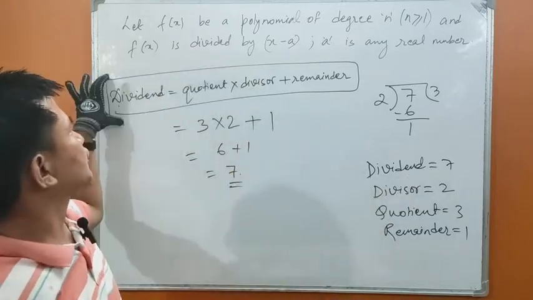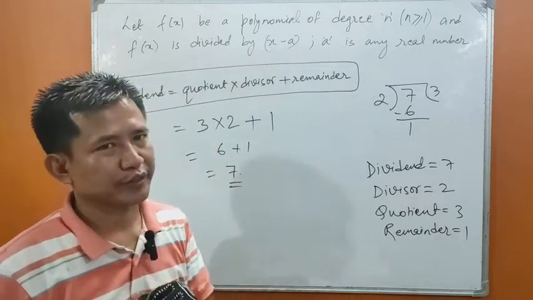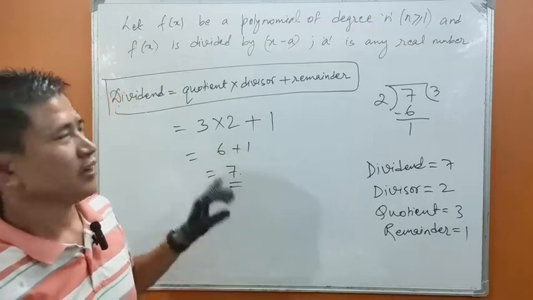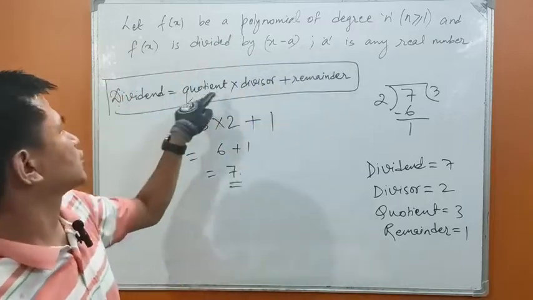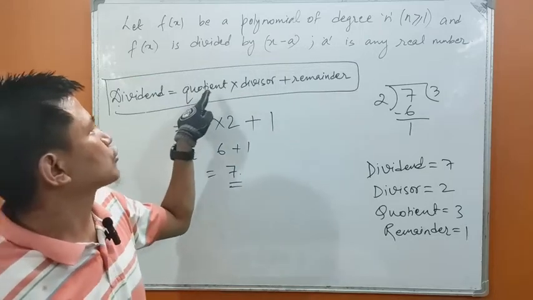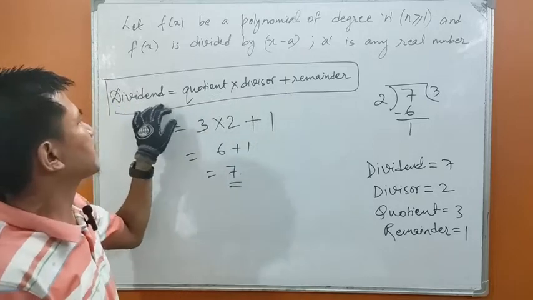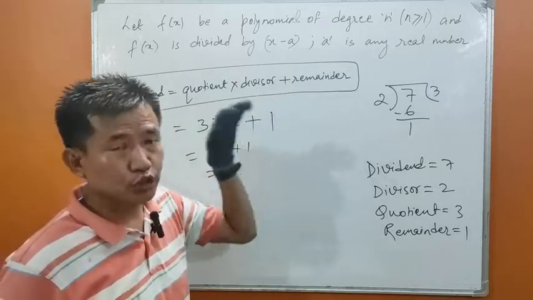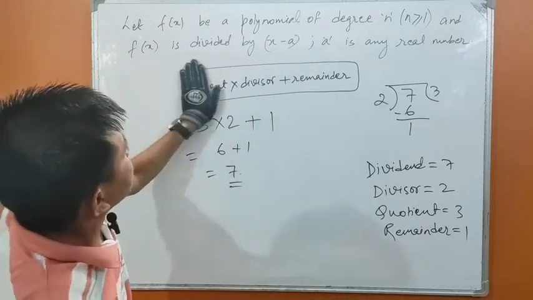So this relation holds true for every division we do, whether it's algebraic division or numeric division. This relationship always holds true among these four terms: dividend equals quotient into divisor plus remainder. So please remember this relation. This is going to be very useful while proving this theorem. I'm erasing this. Please take the screenshot.